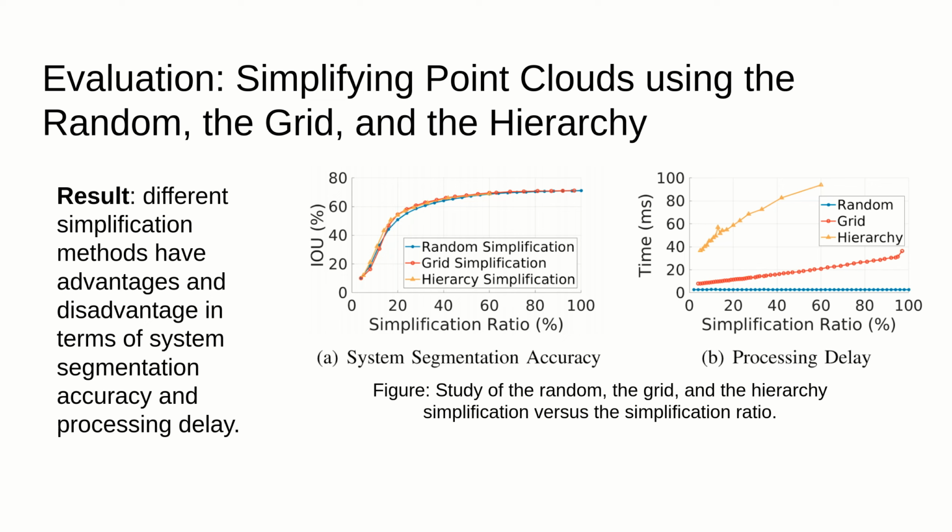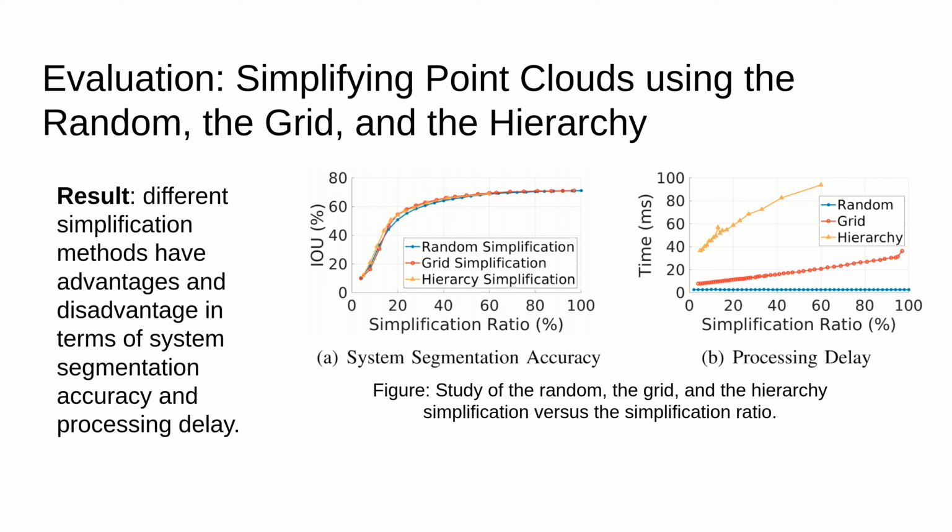Figure B shows the data processing time for the random, the grid, and the hierarchy simplification. We can see that: 1. The random simplification takes the same time to generate point clouds of different sizes. 2. The grid simplification takes a linearly increasing time to generate bigger point clouds. And 3. The hierarchy simplification takes a significantly longer time than the random and the grid simplification.